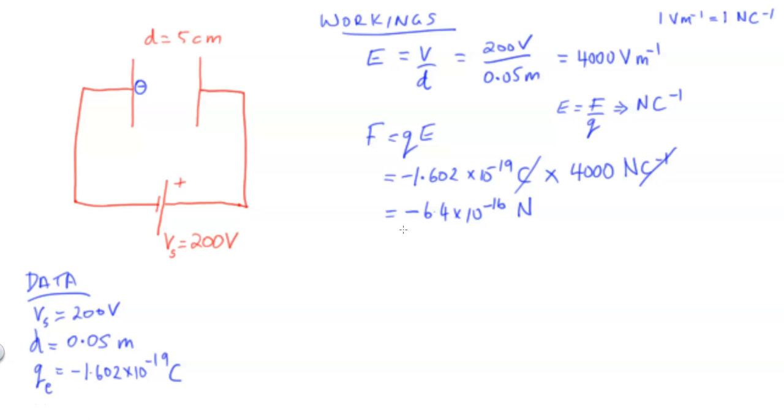Okay, this negative value gives you direction because a force is a vector and it's saying it's going to be in the opposite direction to the electric field. So which direction is the electric field going? We should probably draw it in. We've got positive, so this is a positive plate, this is a negative plate. The electric field goes this way. So the force on the electron is going to go in the opposite direction. So it's going to go in this direction. So the force on the electron.